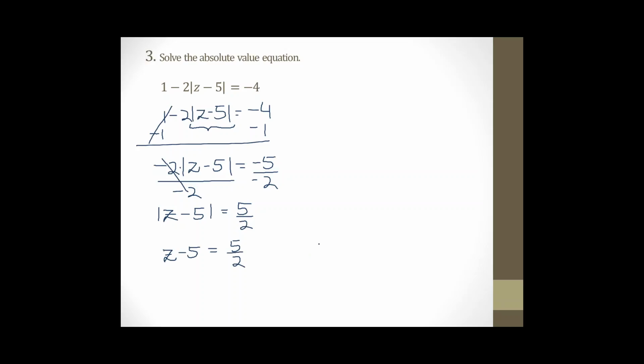And then the second version would be z minus 5 equal to -5/2. Again, we need to solve both of these equations for z. So let's add 5 to both sides. And then z is equal to 5/2 plus 5. I could do that in my calculator, but I don't know how many of you know how to convert it back into a fraction using the graphing calculator.